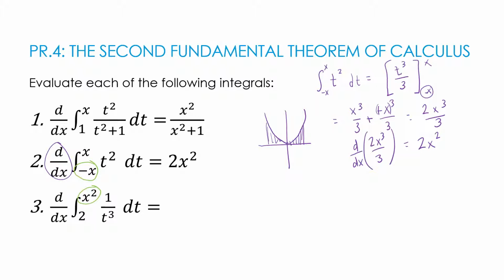Last one, oh so much fun, because I've got essentially the chain rule. I'm really just taking this and plugging it in, x to the 6th, but then I need to take the derivative of x squared, which is 2x. So my answer is 2x over x to the 6th, which turns into 2 over x to the 5th.